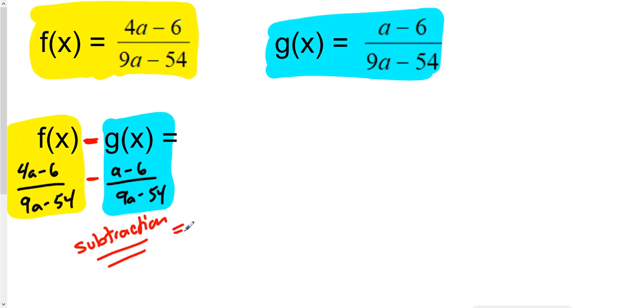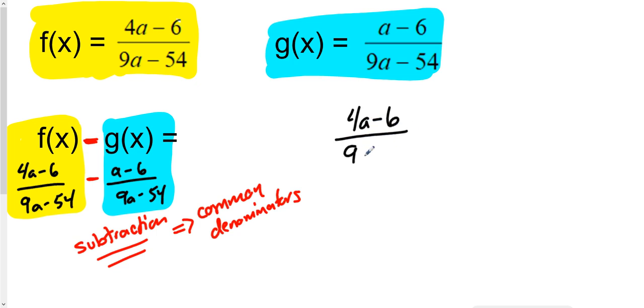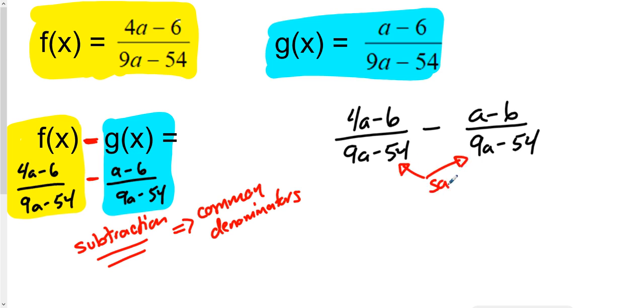Remember, with subtraction, we need common denominators. So what we want is 4a minus 6 over 9a minus 54, minus a minus 6 over 9a minus 54. Rewriting so I have more room to work out the problem for you. We notice our denominators are already the same, correct? So since they're the same, I can just go ahead and work out my numerators.